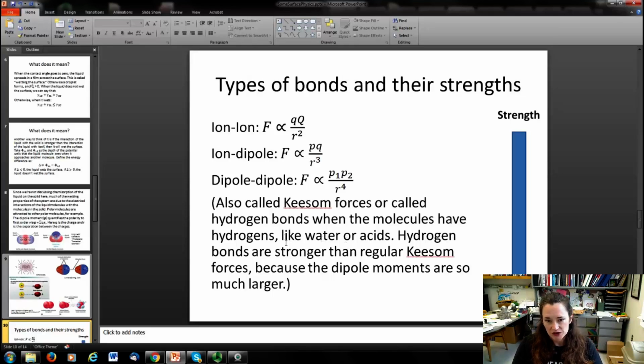And hydrogen bonds are stronger than regular Keesom forces because the dipole moments are so much larger for water and hydrogen containing compounds than they are for your typical dipole. All right, so here we're going by strength. As I continue on, the strength gets lower and lower.